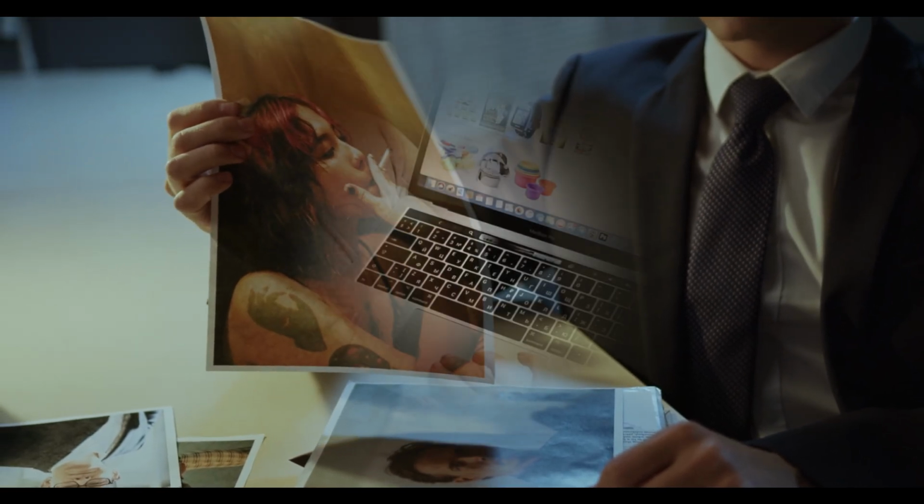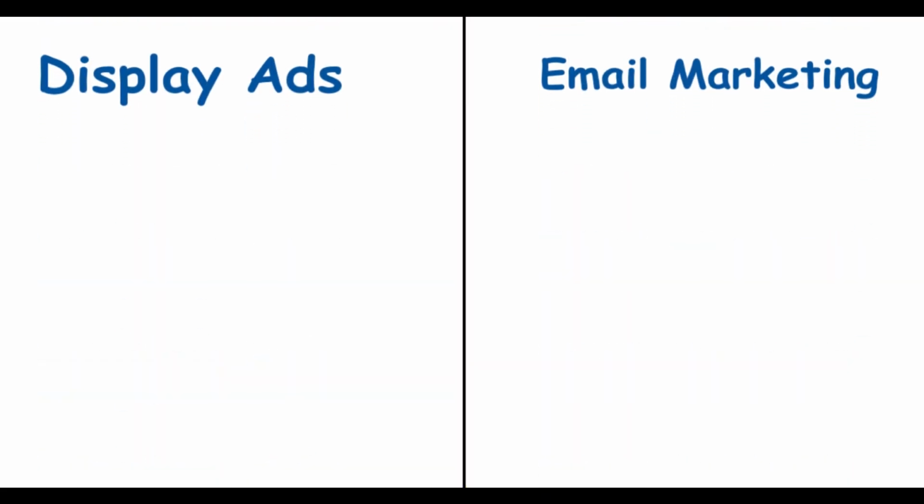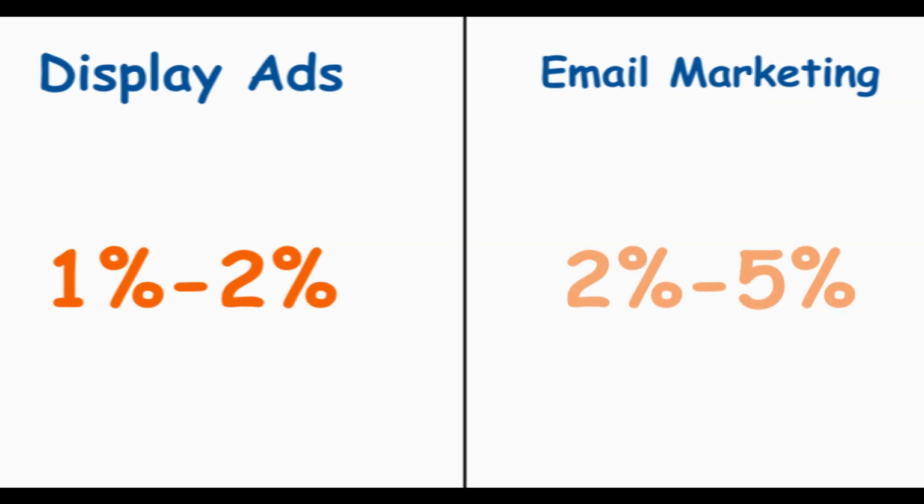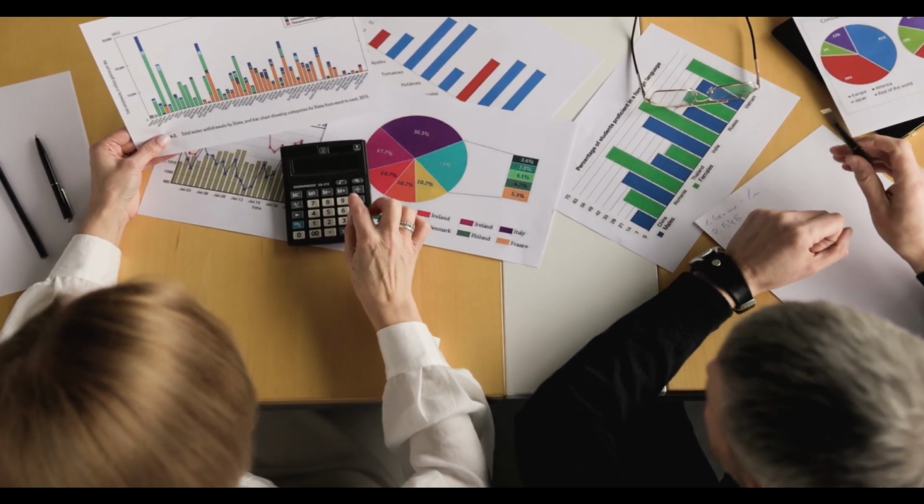What is a good CTR? CTR benchmarks depend on your industry and the platform. For example, a 1% to 2% CTR is common for display ads. For email marketing, a 2% to 5% CTR is generally good. Check averages for your niche to set realistic goals.